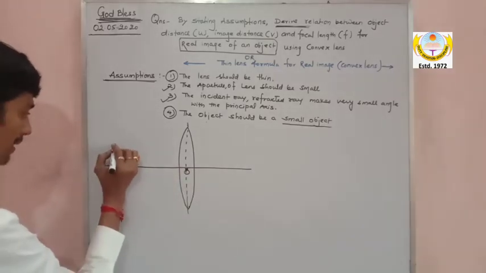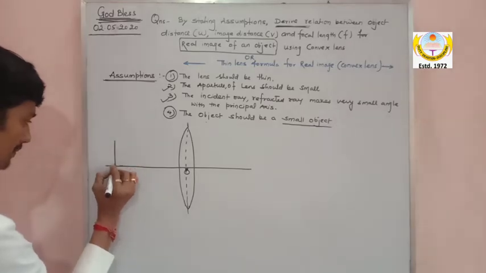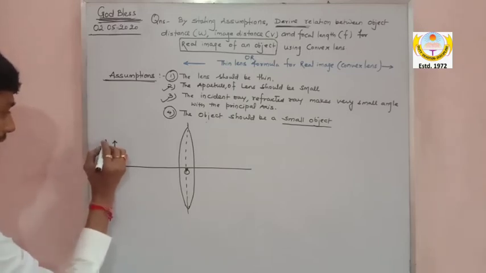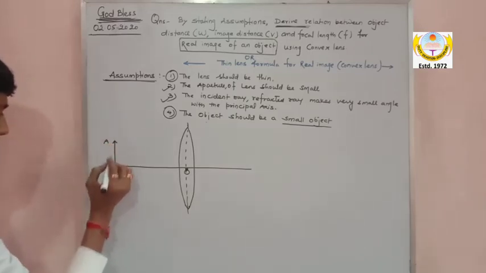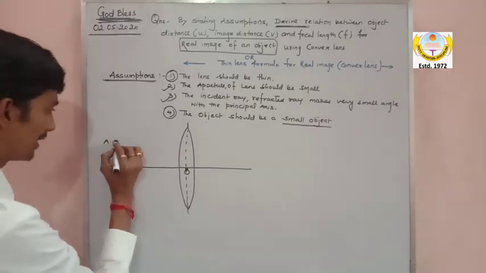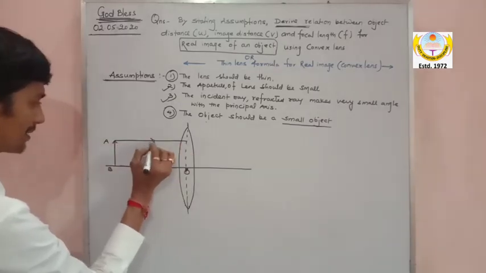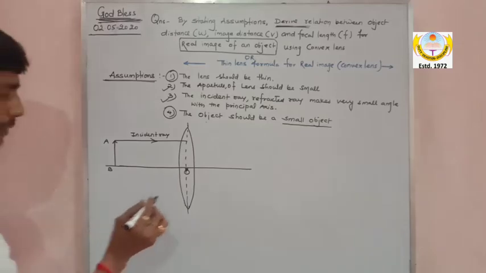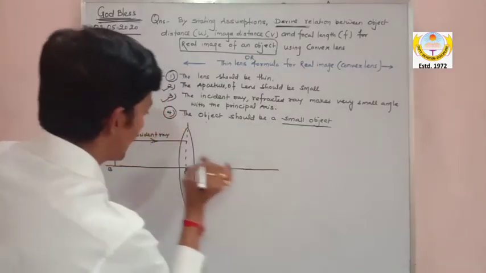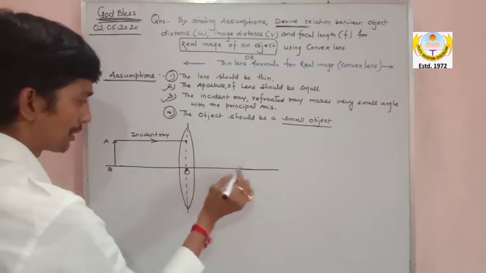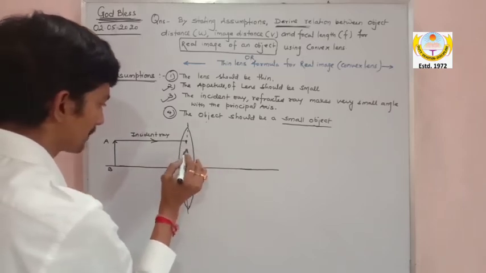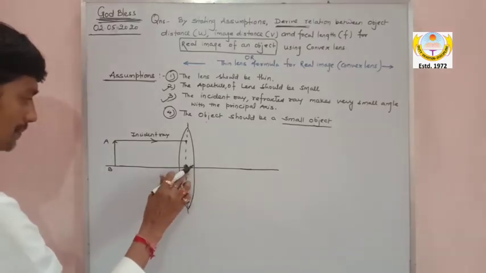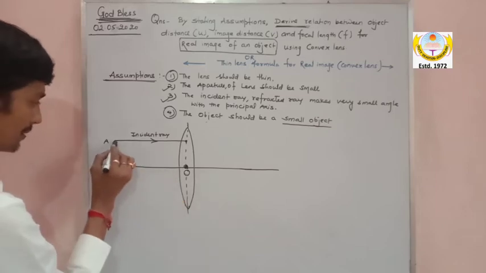Here I have taken the object. This is the object, my dear, a small object, nothing but a line object, and I have taken this as AB. You can see. And now here the ray is traveling parallel to the principal axis. This is your incident ray. No doubt, my dear, after refraction, as soon as it falls here, it will pass through the focus, and one ray will pass through the optical center also, like this.